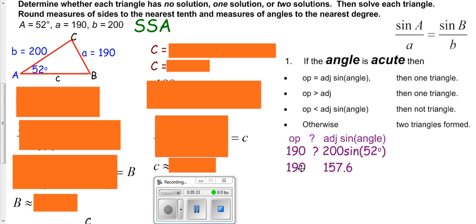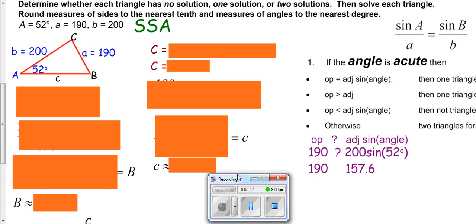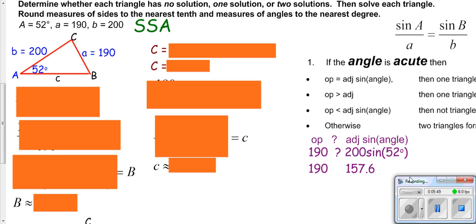Well, the opposite side of 190 is obviously not less than the 157, so it's not this. So it's none of these three. Therefore, we know it's the bottom one, two triangles. So how do we go about solving a two triangle situation?